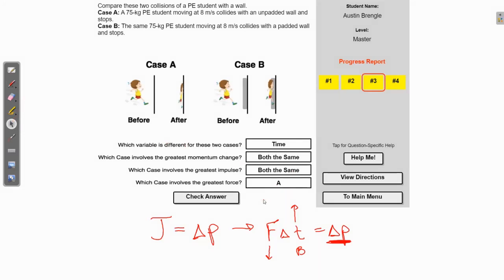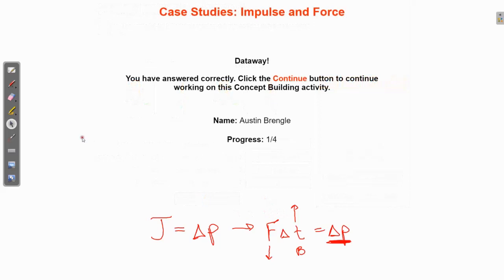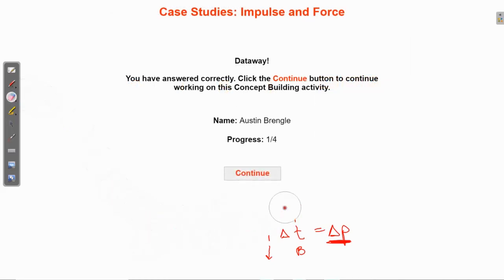Once again, this is how all of our safety equipment works, is increasing the time of impact, which effectively decreases the force that you feel from the impact. Let's go ahead and check our answer. And dead away. All right, we'll go ahead and get rid of this, and we will move on to the next problem.